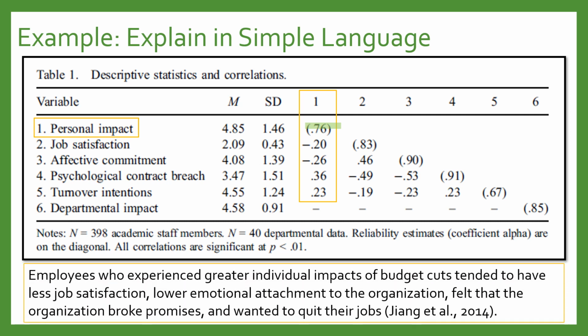All right. So here's my example, and you may have something slightly different, but employees who experienced greater individual impacts of budget cuts, right, higher scores on budget cuts, tended to have less job satisfaction, lower emotional attachment to the organization. So I kind of took affective commitment and put it into simple language. But notice we're saying less and lower, more of budget cuts, less and lower job satisfaction and affective commitment because these are negative. But then the positive correlations, right? Those who experienced greater individual impacts of budget cuts tended to feel that the organization broke more promises. So that's a simple way to say there was more psychological contract breach and they wanted to quit their jobs. So a less fancy way of saying higher turnover intentions.